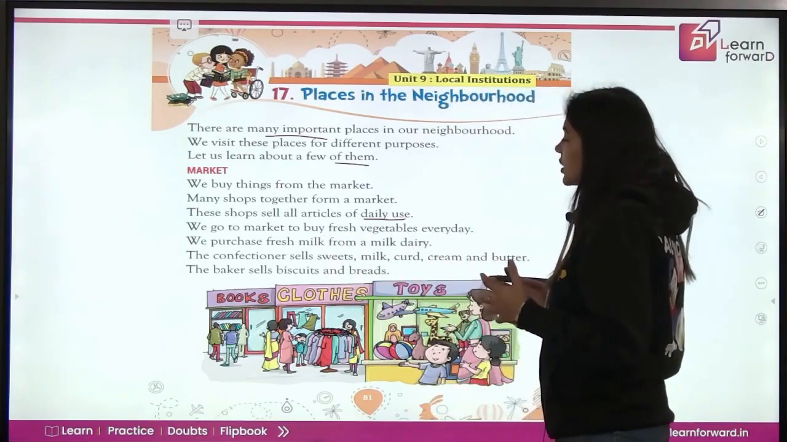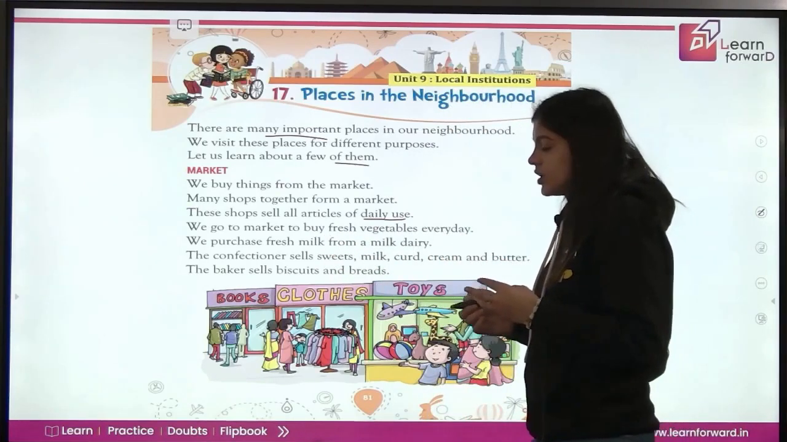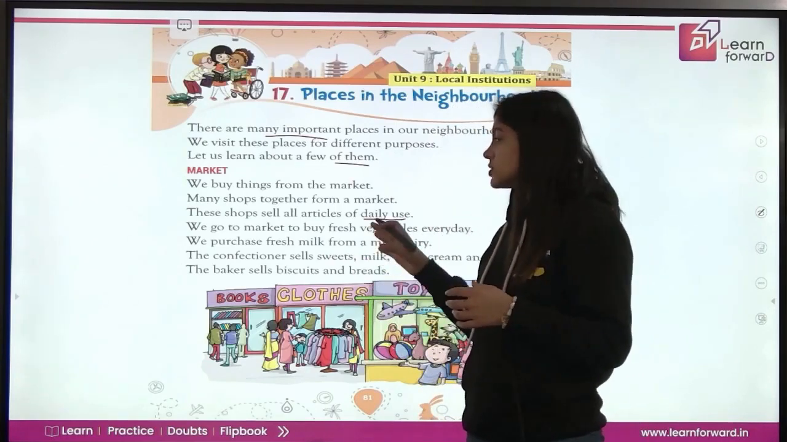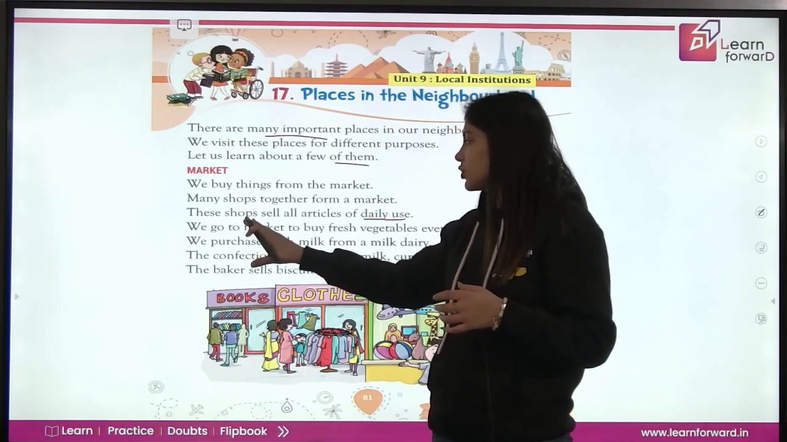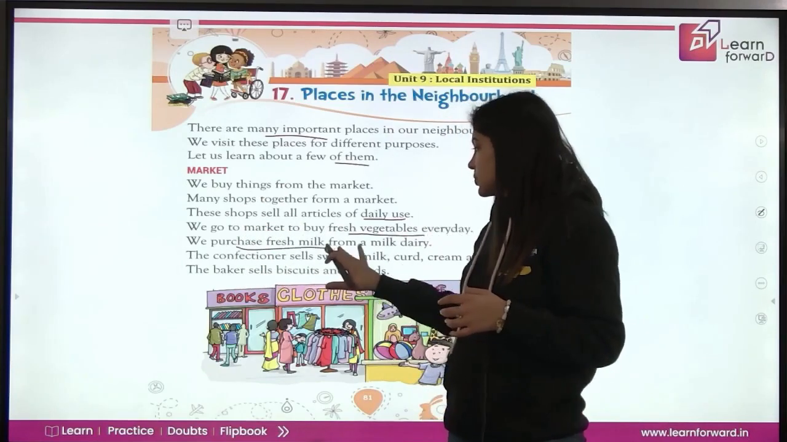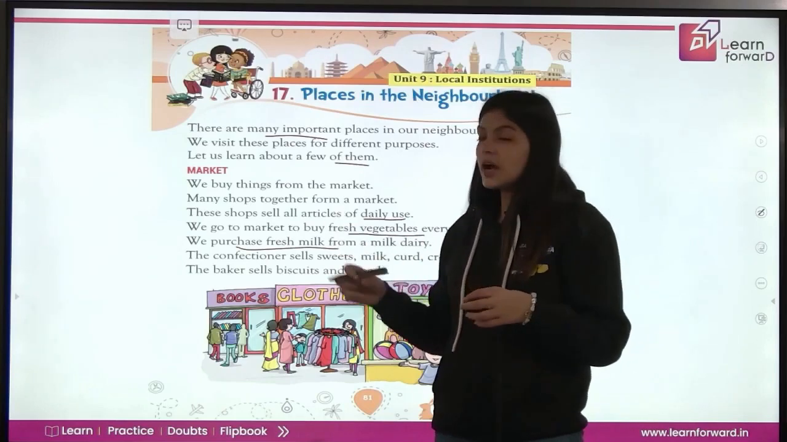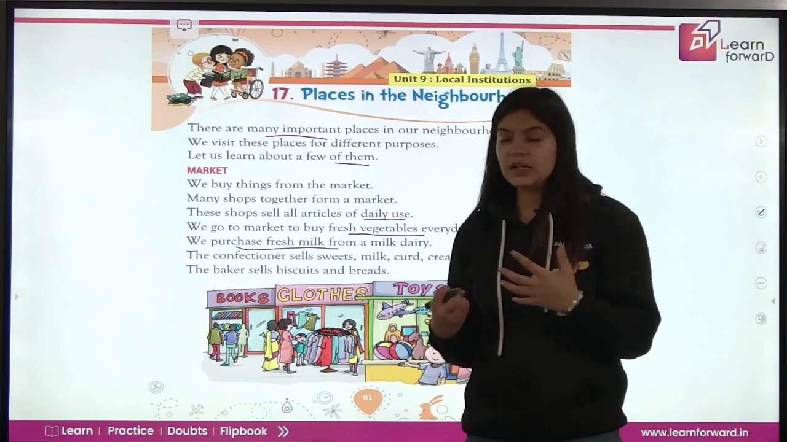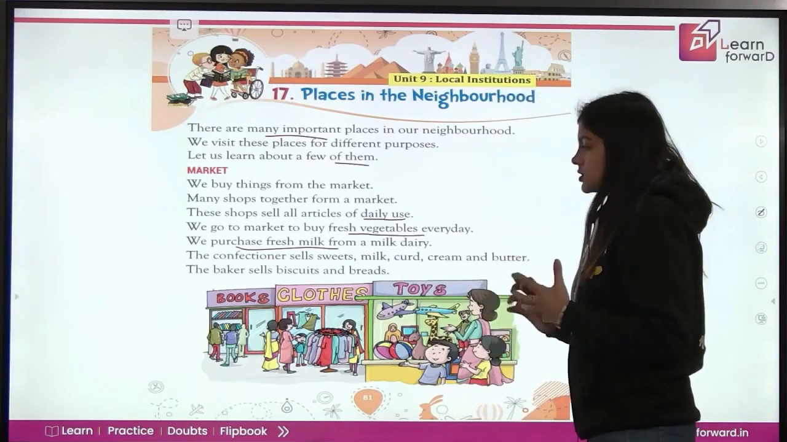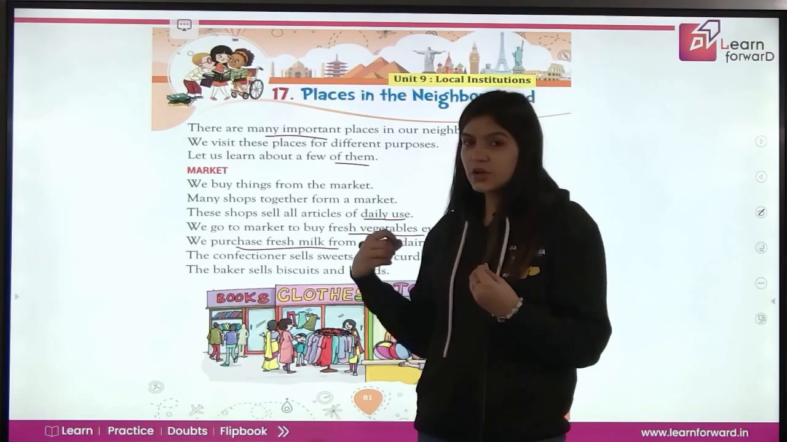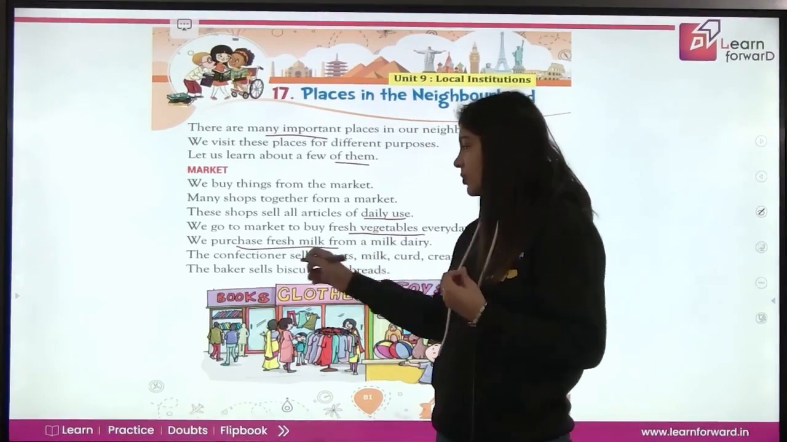We go to market to buy fresh vegetables every day. So you ask your parents what do they get from the market for your daily uses. They go to buy fresh vegetables. They purchase fresh milk from the dairy, and they also go to confectioner to get some sweets, milk, curd, cream and butter. So these are some things which the confectioner sells. You also get your chips and chocolates from confectioner.